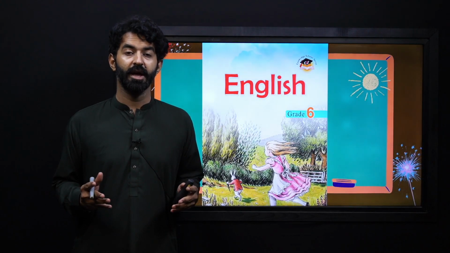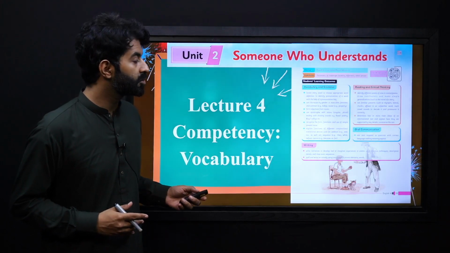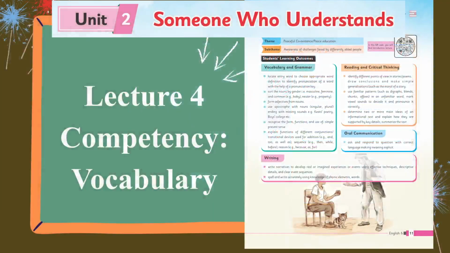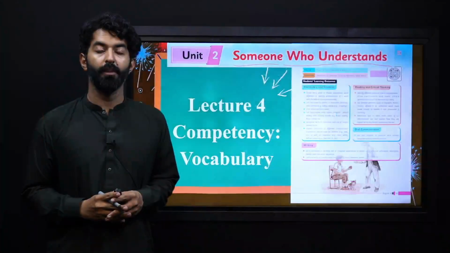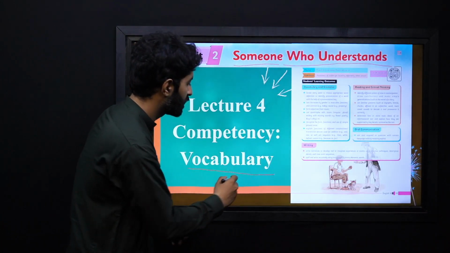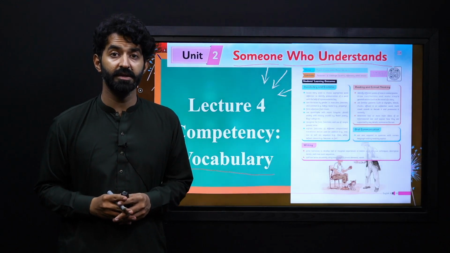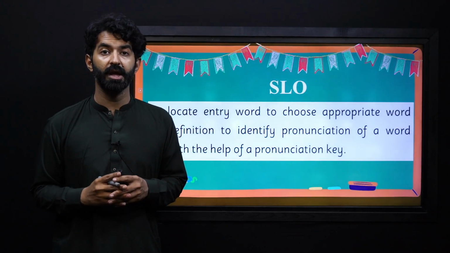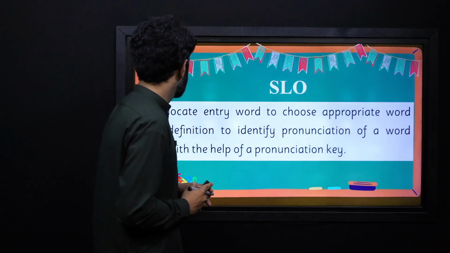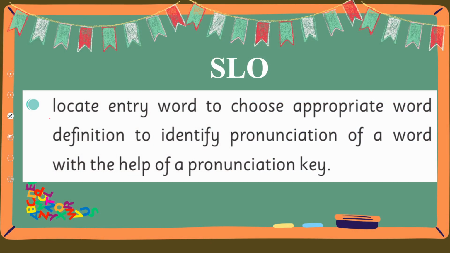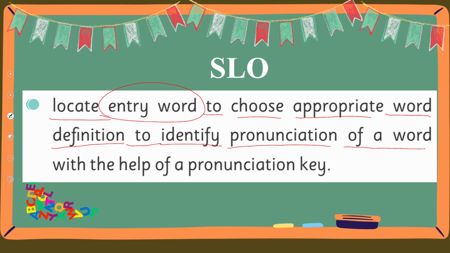So my dear learners, as you know, we are dealing with our unit number 2 with the title Someone Who Understands. This will be our lecture number 4 with the competency of vocabulary that we will understand in this lesson. Let's begin by reading our student learning outcome or SLO. So our SLO is locate entry word to choose appropriate word definition to identify pronunciation of a word with the help of a pronunciation key.